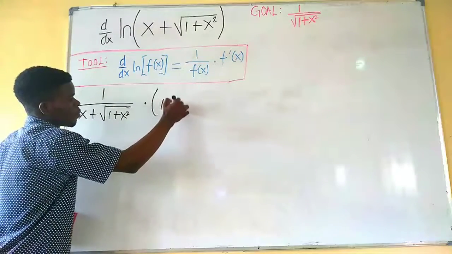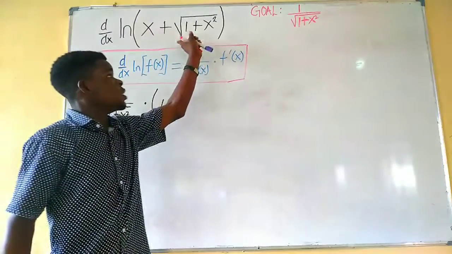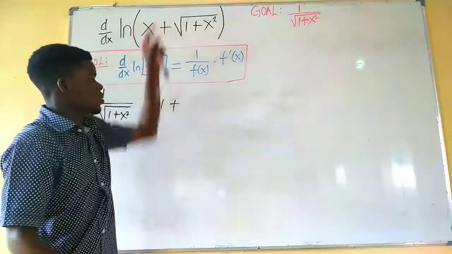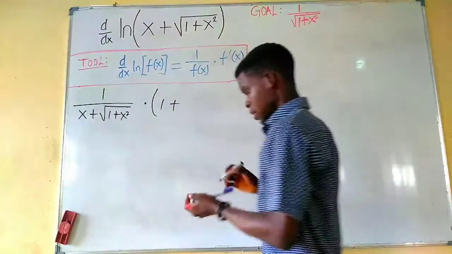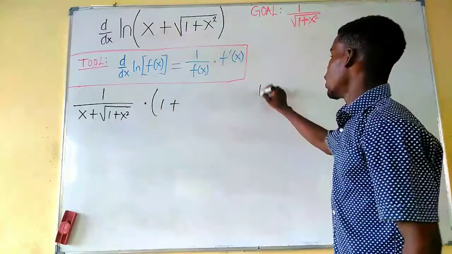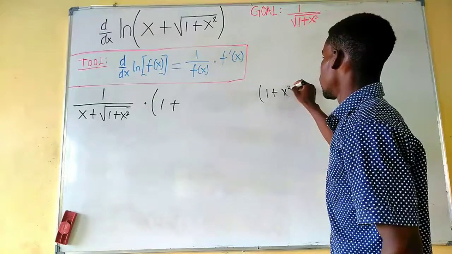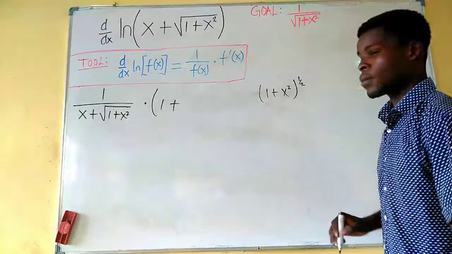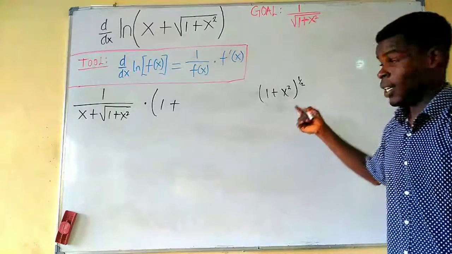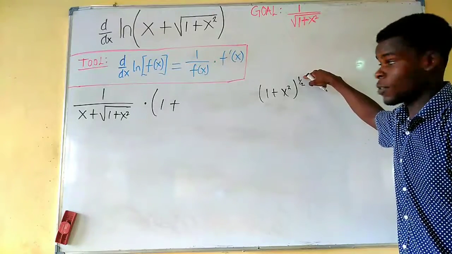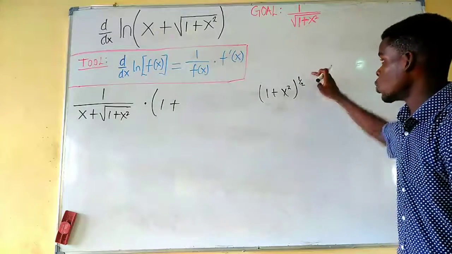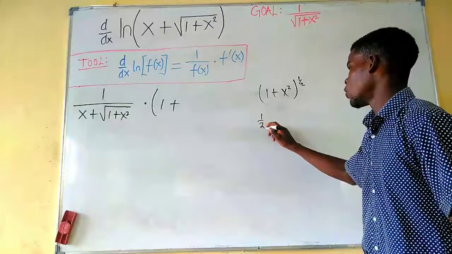So we're going to have 1 plus, again, the derivative of this square root notation here. Let me rewrite that in another form. We're going to have 1 plus x squared raised to the power 1 over 2. That is how it can be written for differentiation purposes, right? So we just have the power 1 over 2. This is more like a function of functions, so we are expected to use the chain rule.